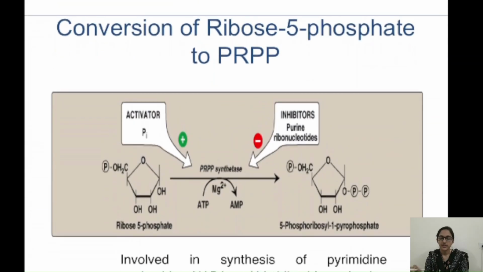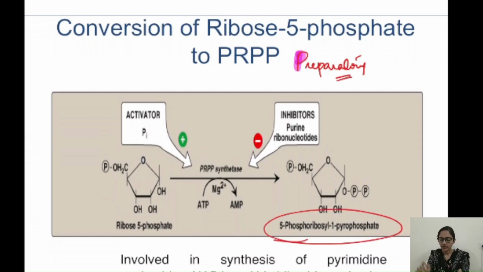Now, the first step, we can also call it the preparatory step. This preparatory step is nothing but the formation of PRPP. PRPP is very important here. After this PRPP, it will enter into either pyrimidine synthesis or purine synthesis. But here the first step, the preparatory step, has ribose 5-phosphate as the substrate.